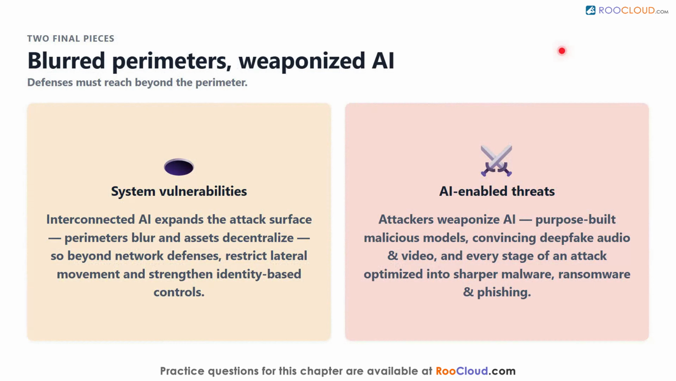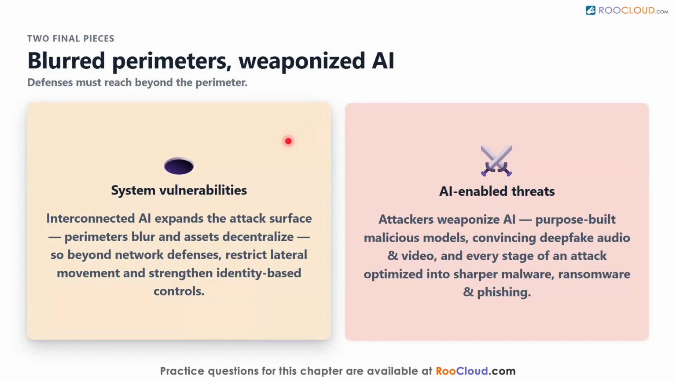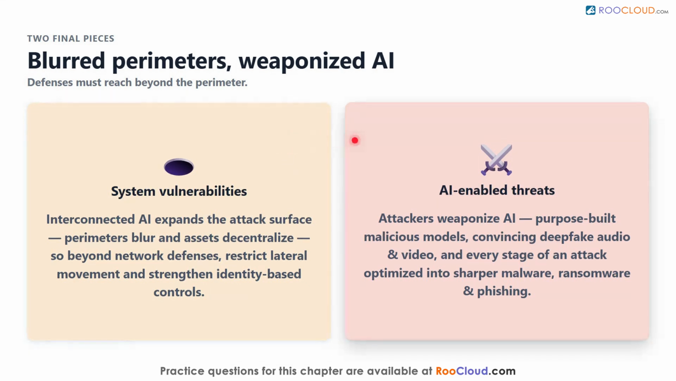Two final pieces complete the landscape. First, AI system vulnerabilities. The interconnectedness of AI expands the attack surface. Perimeters blur and assets are decentralized. So beyond traditional network defenses, you must restrict lateral movement and strengthen identity-based controls. And second, AI-enabled threats, where attackers weaponize AI itself, using purpose-built malicious models, crafting convincing deepfake audio and video that defeats old training, and optimizing every stage of an attack into sharper malware, ransomware, and phishing.